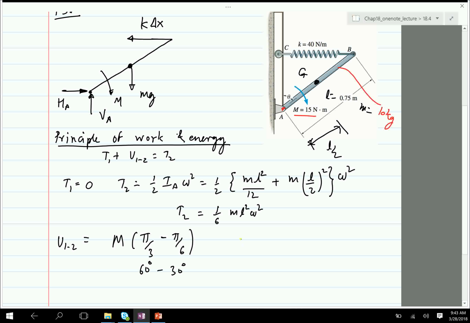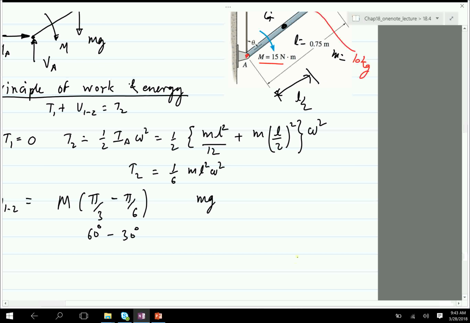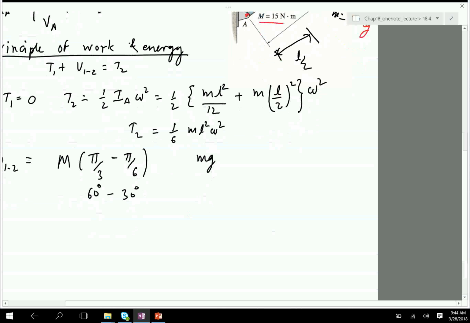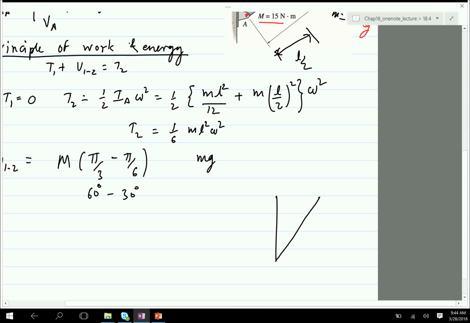Next is the work done due to mg. So mg times the displacement of the center of mass. How much does the center of mass get displaced? 30 degrees, it's here. Let me draw this again. This is 30 degrees. And then this is another 30 degrees, so total angle turn is 60 degrees.